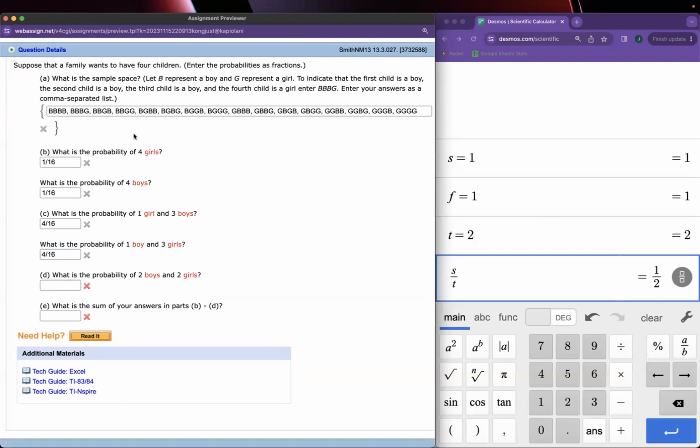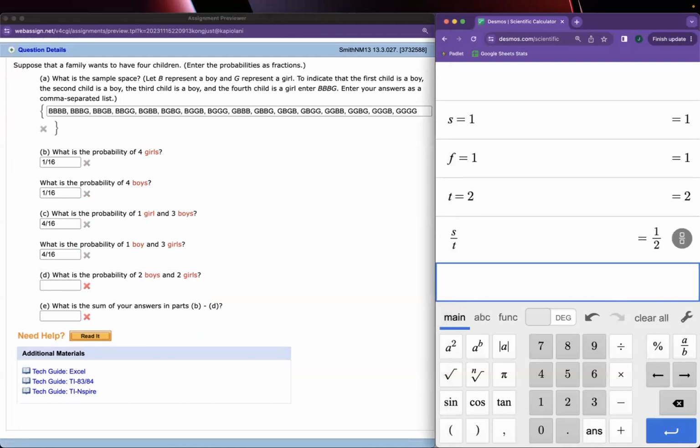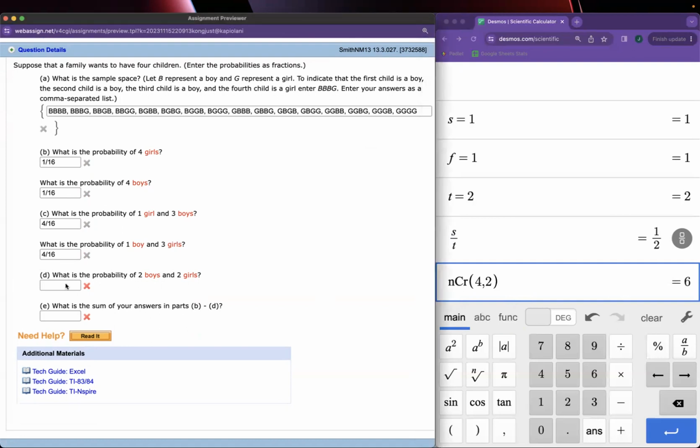2 boys and 2 girls. This is the one that's a little more complicated. Actually, it comes from this choice function, right? If you think about this, each one of these is just an nCr question. From the 4, you're going to choose 2 of them to be boys. So you're going to get 6 out of 16.